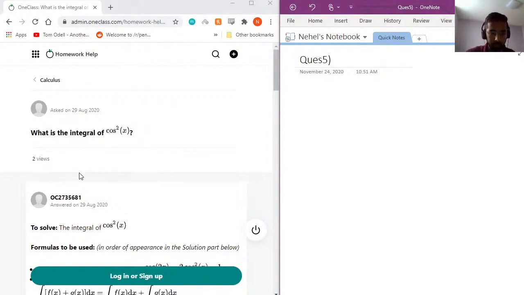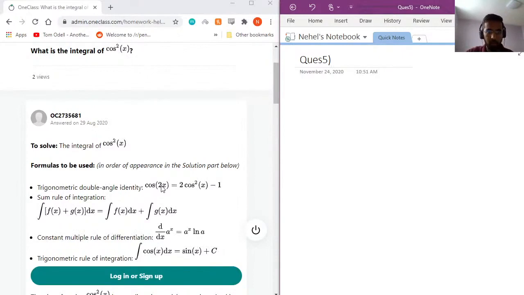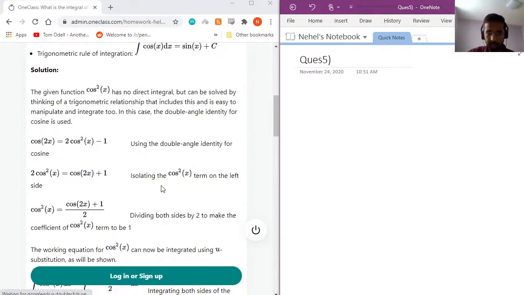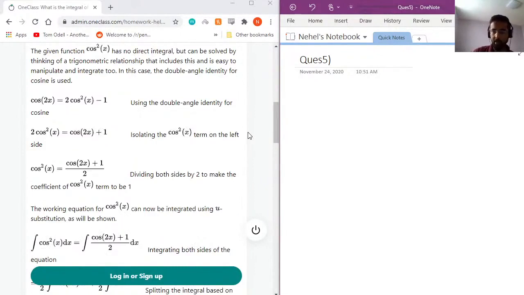Next up, we'll be looking at the integral of cos squared x. So this is again sort of a high level question, but integration has a few defined properties which we can go ahead and use for this integral. So I'm just gonna write a few of them down just for a reminder. So question 5 is the integral of cos squared x dx.